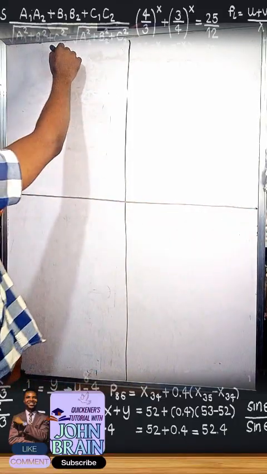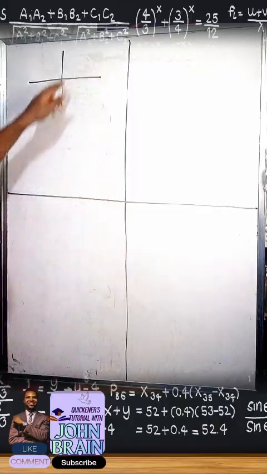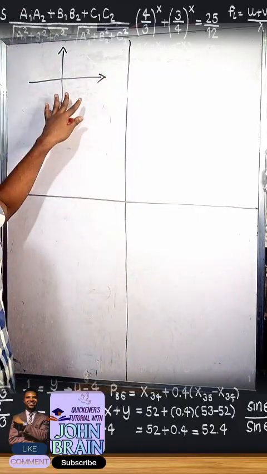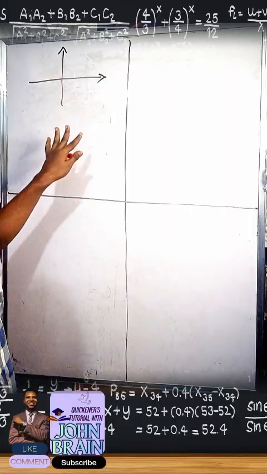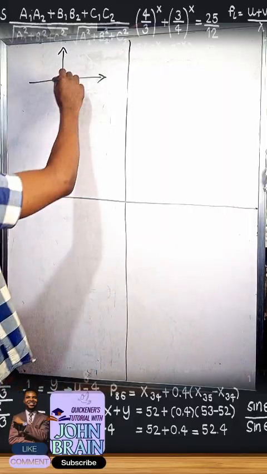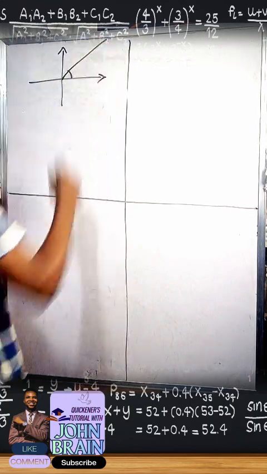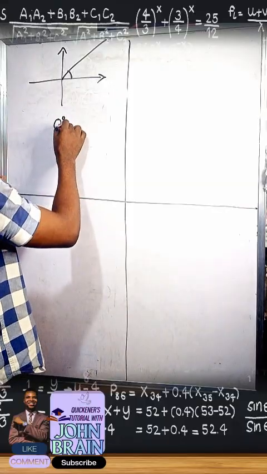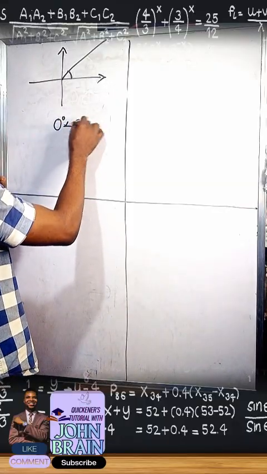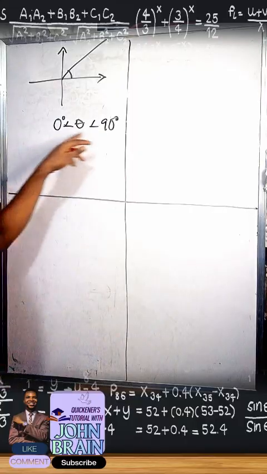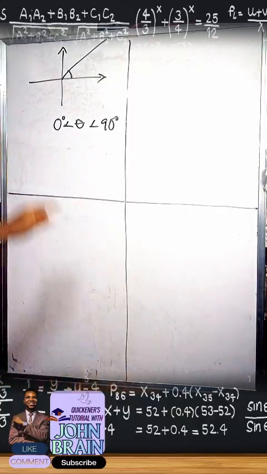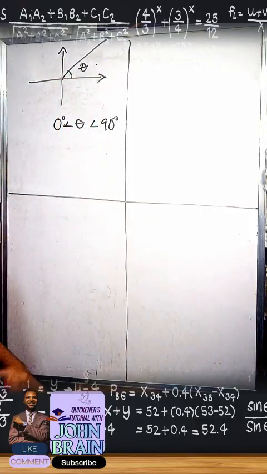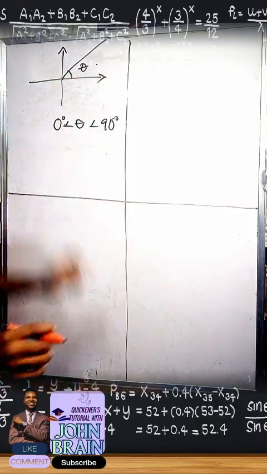I mean when we have our, what we call it, our Cartesian plane, I will decide to draw an angle in the first quadrant. The angles for the first quadrant are angles from 0 degrees to 90 degrees. Can you see that? Those are the angles at the first quadrant. So this is theta. Take note: from 0 degrees to 90 degrees.